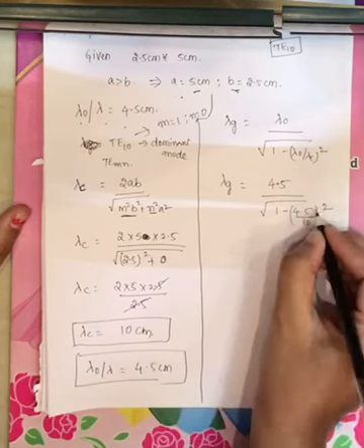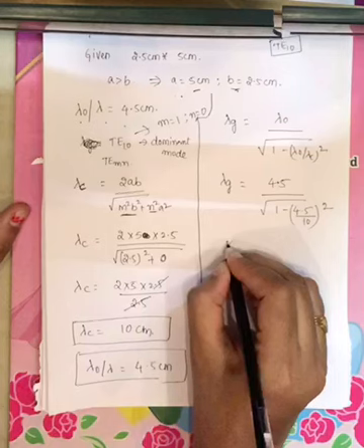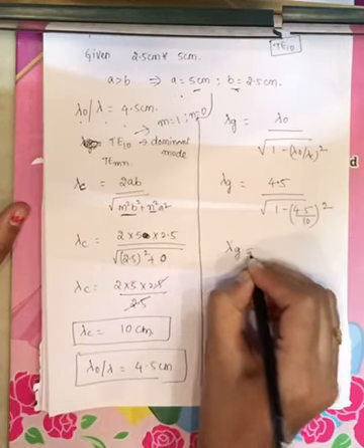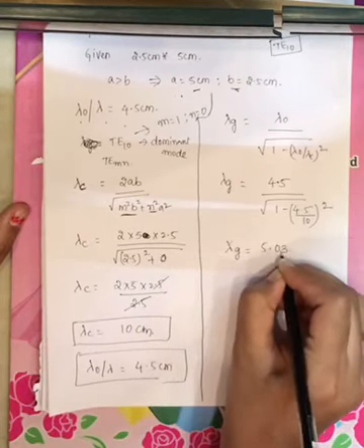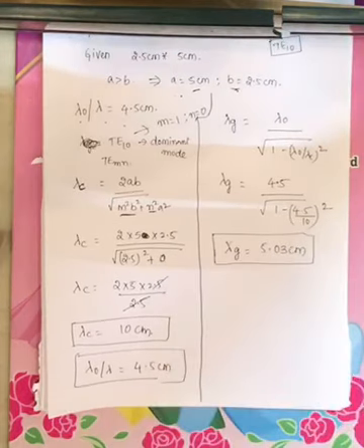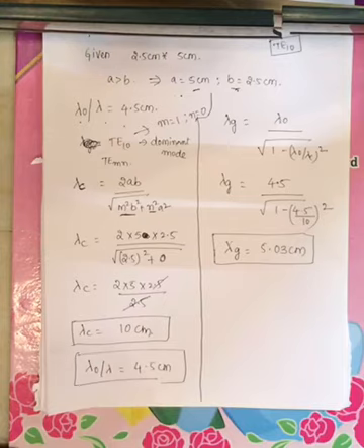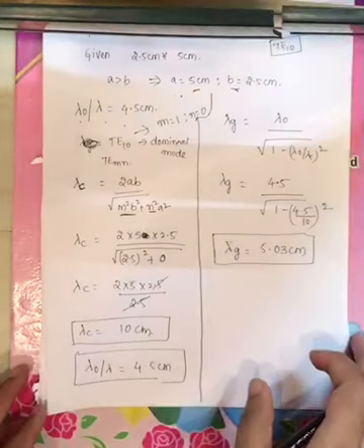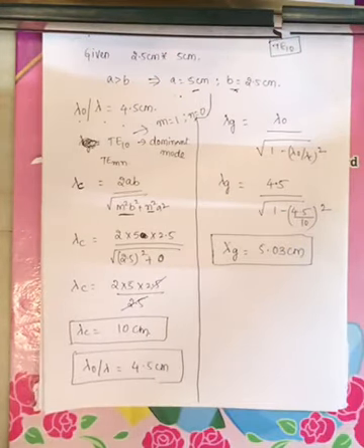Now solve this. If you solve this, you will get lambda g equals 5.03 centimeters. Using a calculator you can find this out directly. You will get lambda g equals 5.03 centimeter, right? Now the first parameter is found out, that is the guided wavelength.